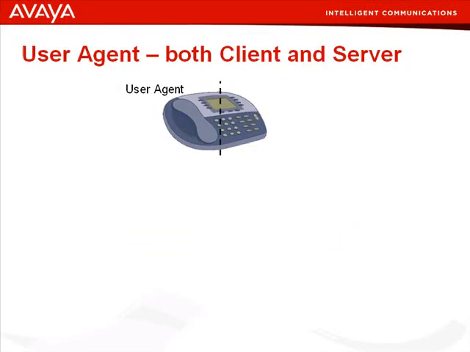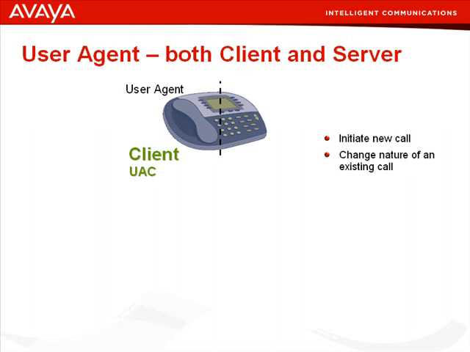Now, a user agent operates in one of two modes, a user agent client, or UAC, or a user agent server, or UAS. The thing is, though, a user agent will switch between these two modes depending on what's happening. The rule to remember is a user agent will act as a user agent client when it wants to start or begin some process. It might be initiating a new call, but it also might be changing the nature of an existing call. It might midway through the call, for example, wish to change from audio only to audio and video. It may even want to start the process of ending an existing call.